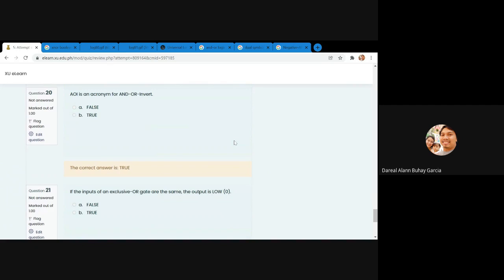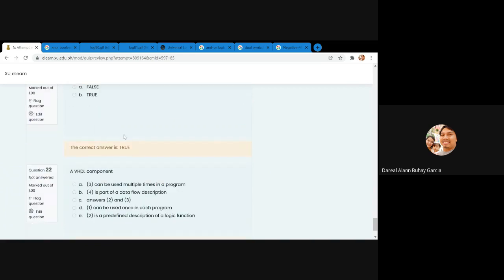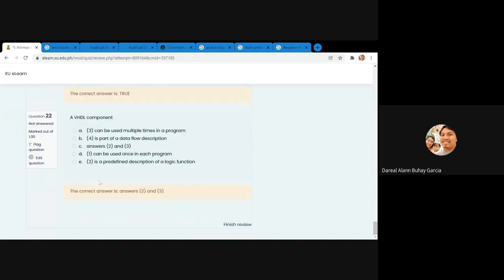The inputs of an exclusive OR gate are the same. If the inputs of an exclusive OR are the same, the output is low. True. No? Just the table lang sa XOR. VHDL component, naging VHDL again. So, modeling answer, 2 and 3. Okay? So, alam mo kabala ka ng mga VHDL nga questions.